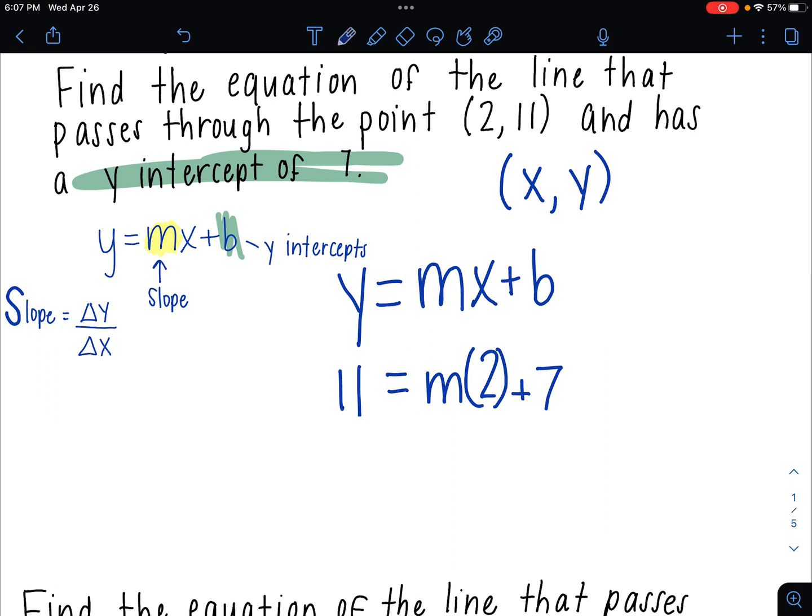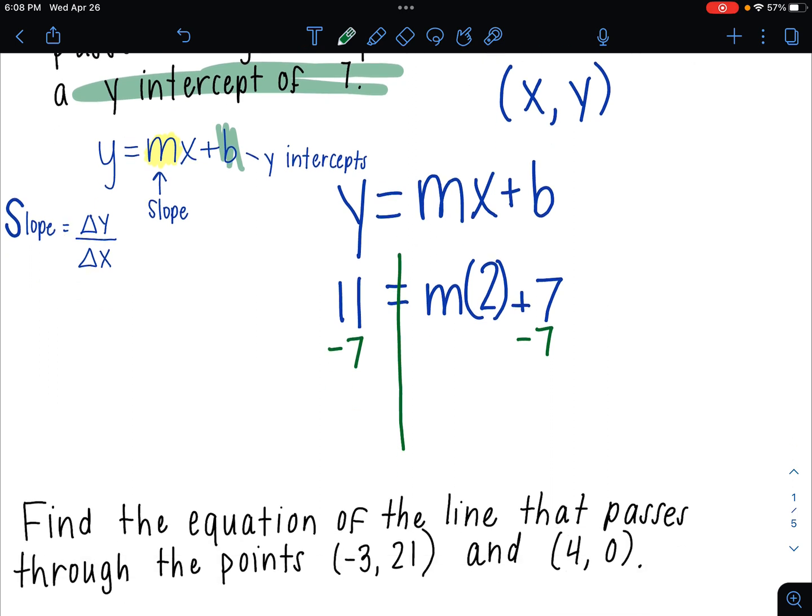So I'm going to treat this like any other equation that I solve, and I'm going to start doing my legal moves to simplify. And I know that I need to get that m alone, so I'm going to start by getting rid of the 7. And if I take 7 away from one side, I have to take it away from the other, and I'm left with 4 equals m times 2. Now, I want the m alone, so in order to undo multiplying by 2, I'm going to divide by 2, and whatever I do to one side, I must do to the other.